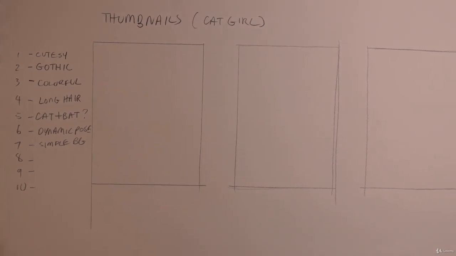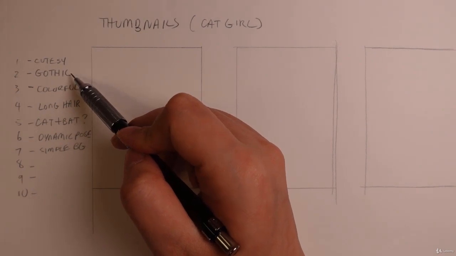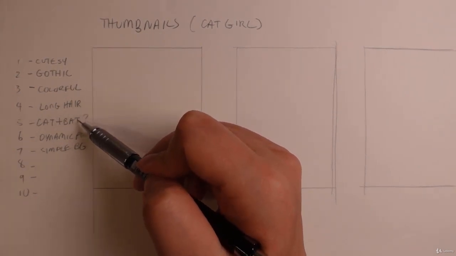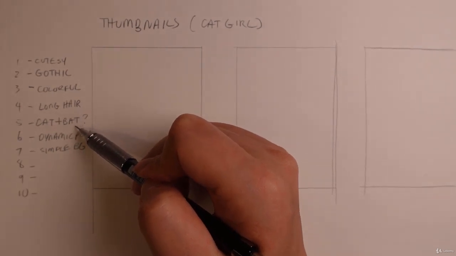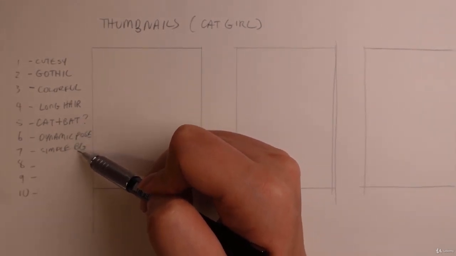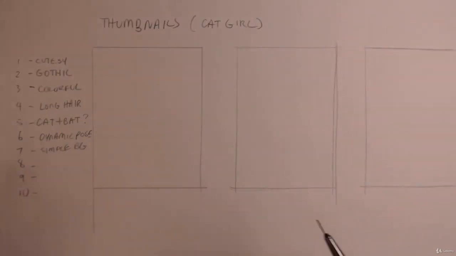I can. So this is going to be a cat girl with a cutesy vibe, with a little bit of a gothic Halloween vibe, that's colorful, who has long hair. She has cat and bat-like features. She's in a dynamic pose, and the background is going to be simple. Because this is a simple background, she's going to be more character-focused.